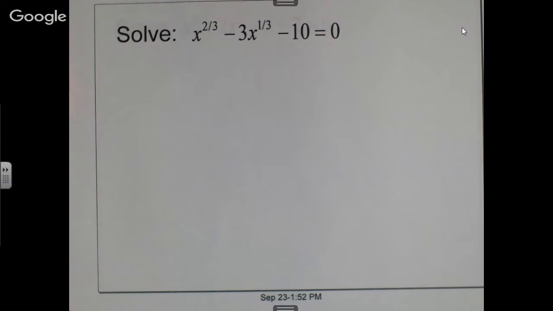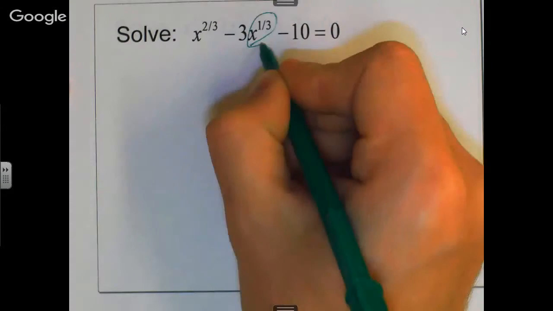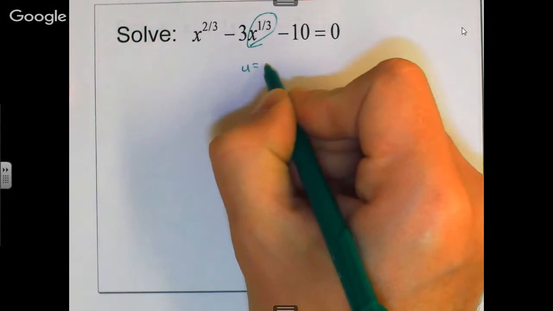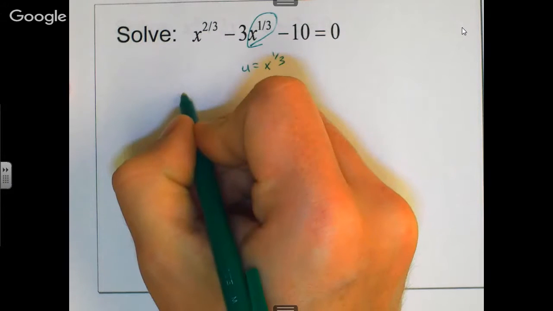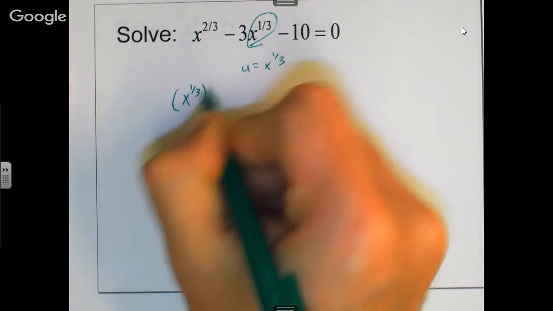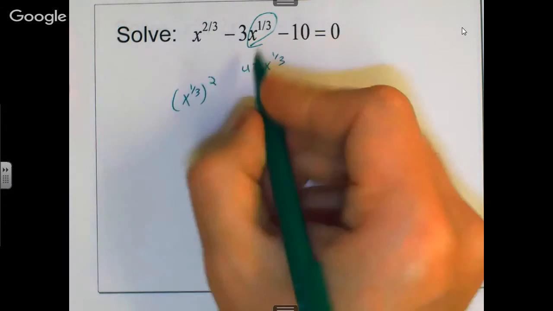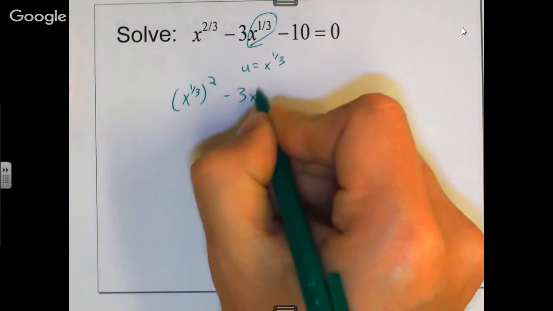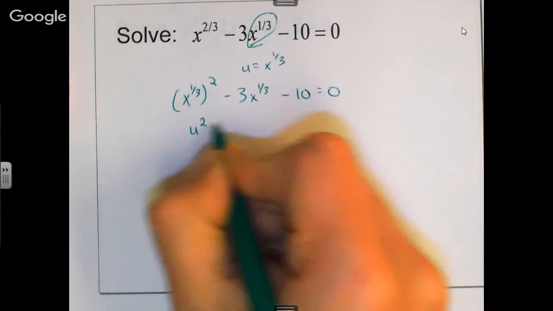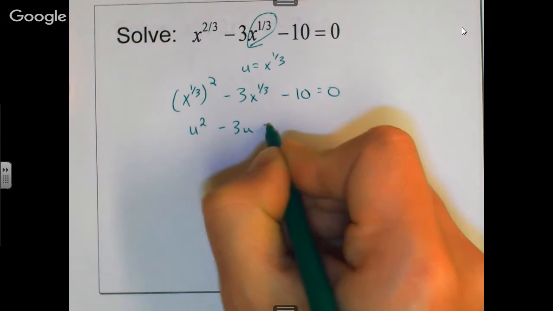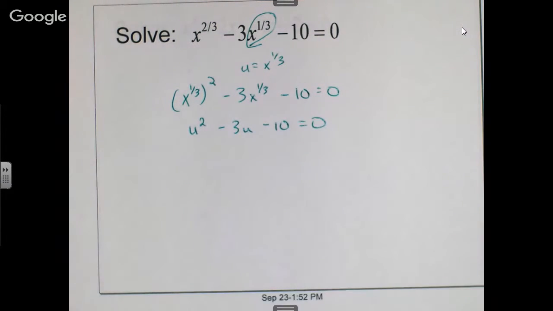All right. So we'll just let u be this. So u equals x to the 1/3. So this is x to the 1/3 squared. If I multiply those, I get x to the 2/3 minus 3x to the 1/3 minus 10 equals 0. So u squared minus 3u minus 10 equals 0. So it becomes very, very easy.